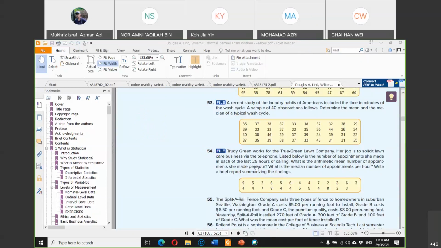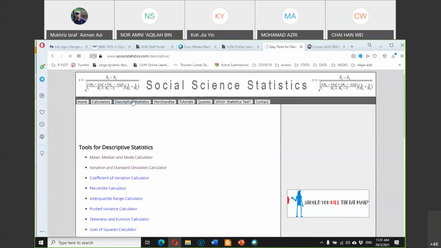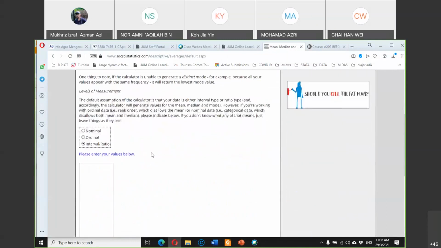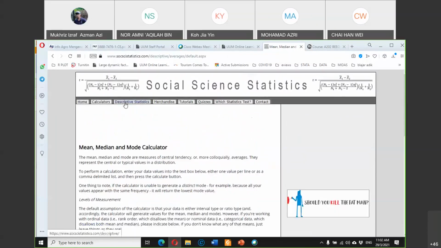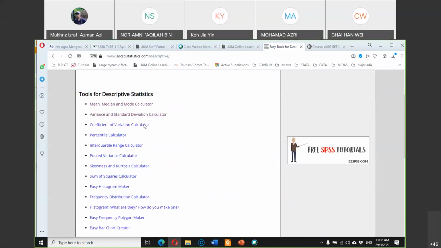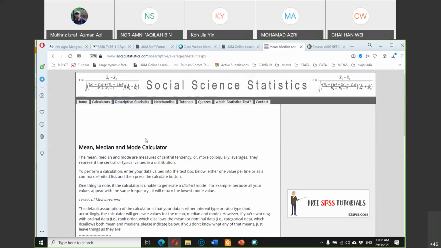So for question 54, open the mean, median, and mode calculator. If you open the link here, click on the descriptive stats. We have the mean, mode, and median. Variance and standard deviation we're going to cover in the next class. So for today, we're going to use the mean, median, and mode calculator.